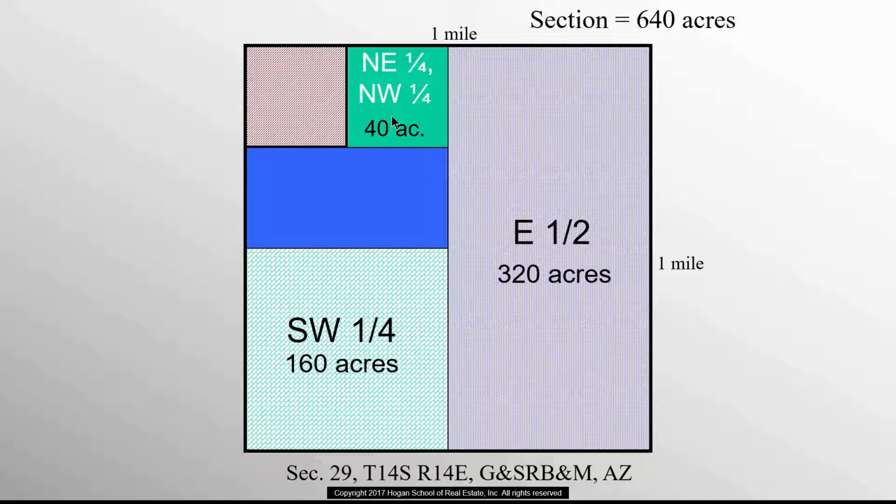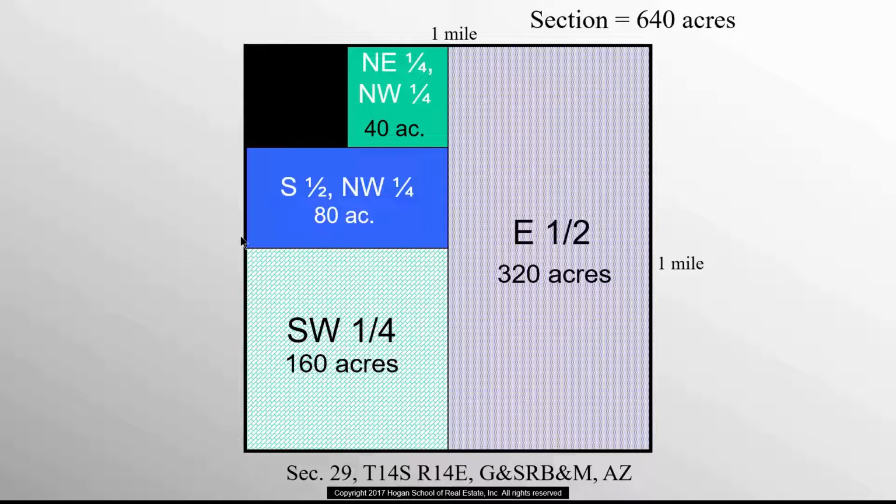Good. How about if we describe that blue parcel? Well, is it a half or a quarter? That's right, it's a half. But which half is it? Well, it happens to be the south half of this bigger piece, which we already defined as the northwest quarter. So that is the south half of the northwest quarter of section 29. If the northwest quarter contains 160 acres, then how many acres in the south half of the northwest quarter? You're right, it's 80 acres.